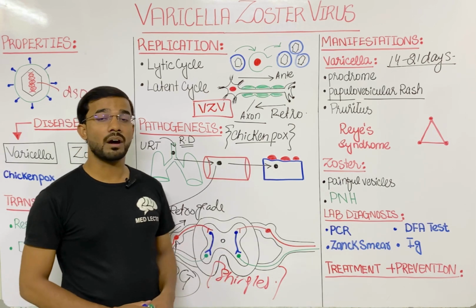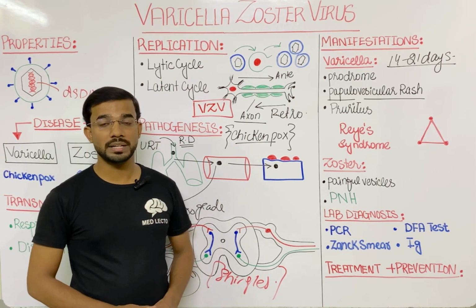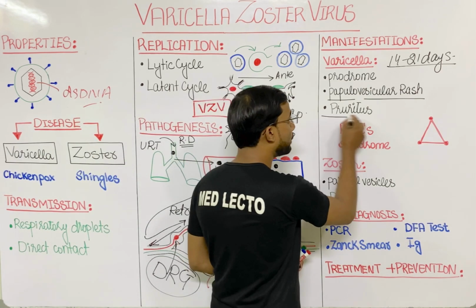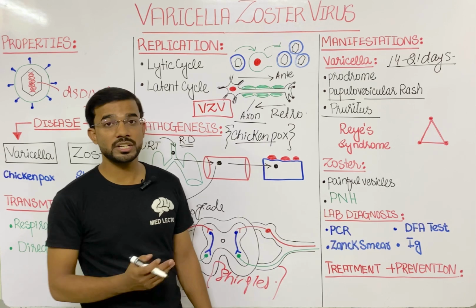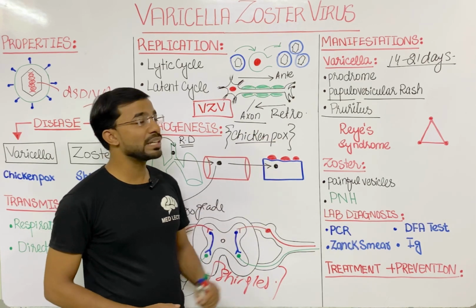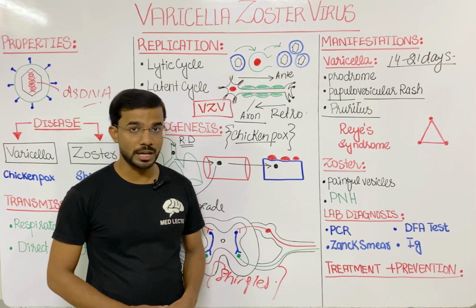It can be seen on the trunk, and from the trunk, it goes towards the extremities and the head. You can also see pruritus, itching, on the rash as well. So here are basically the different manifestations of varicella, or chickenpox.